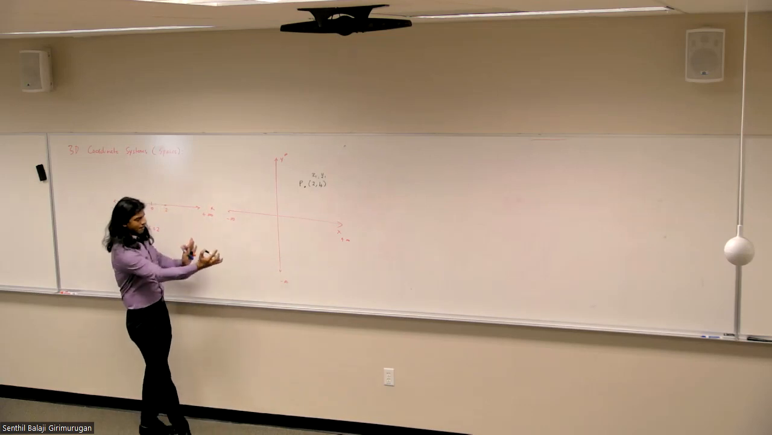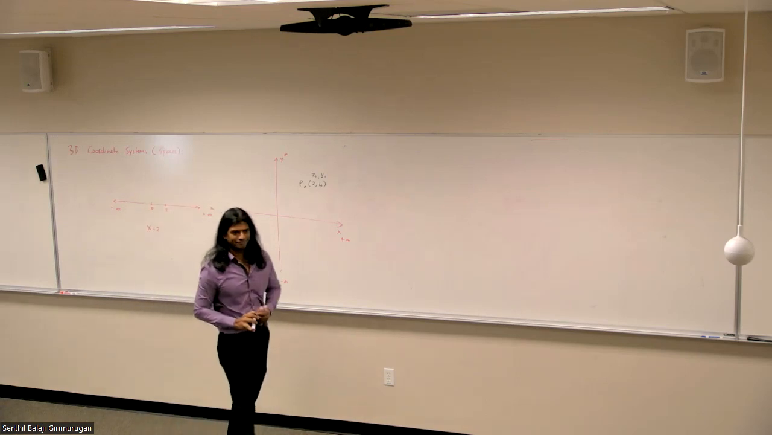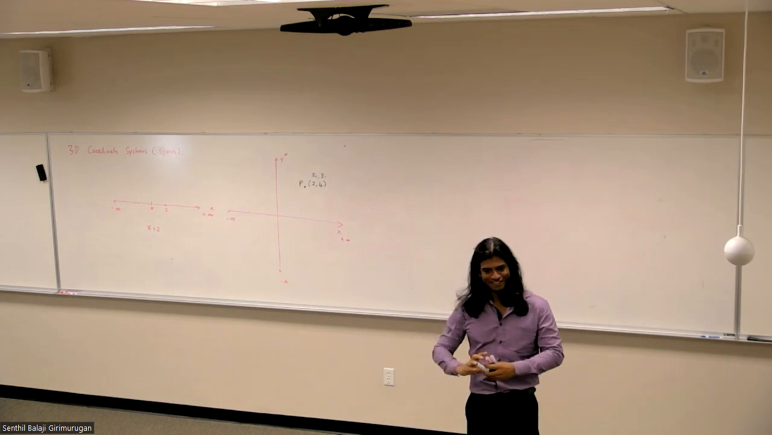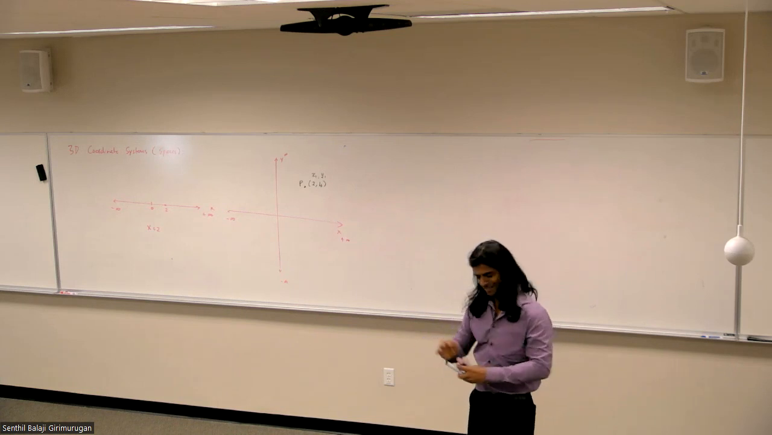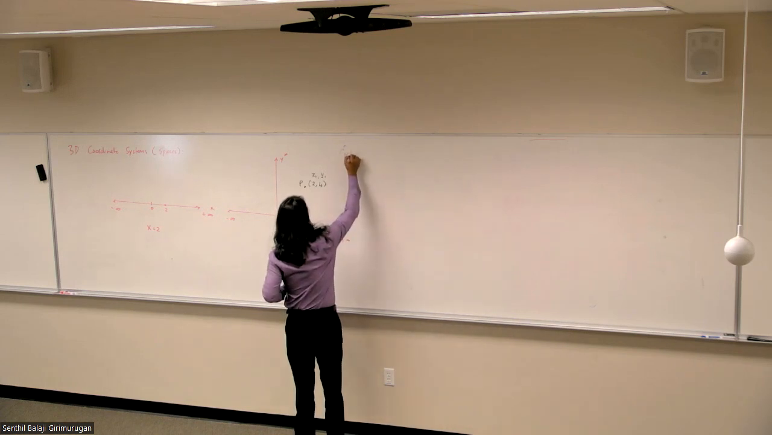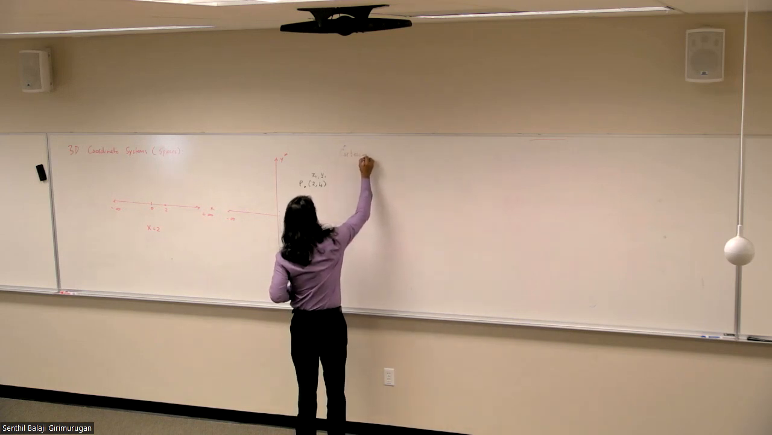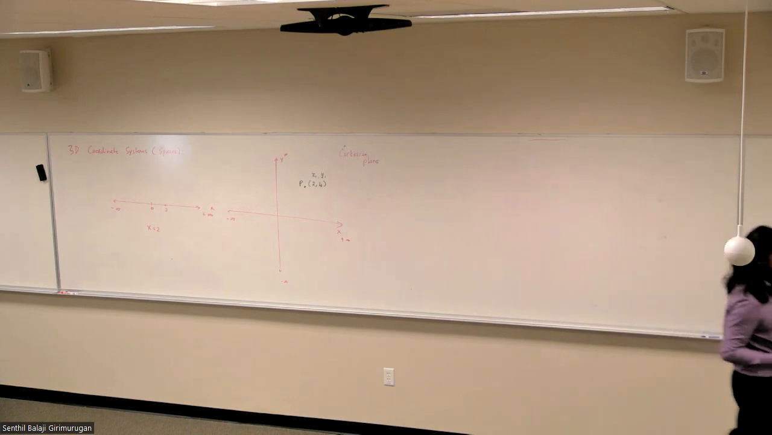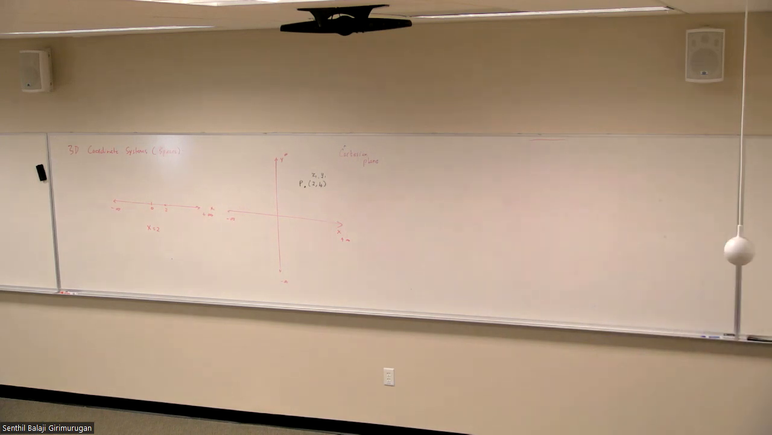This graph has a name. Cartesian. Cartesian what? Coordinate plane, Cartesian plane. It's a Cartesian plane. What's his name? Rene Descartes. That's where the name comes from.